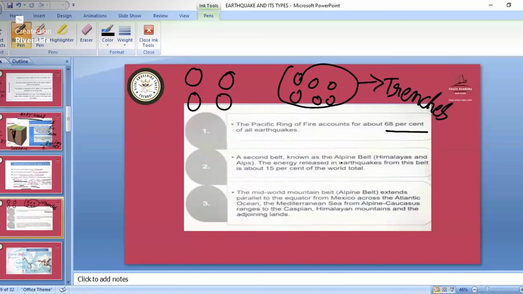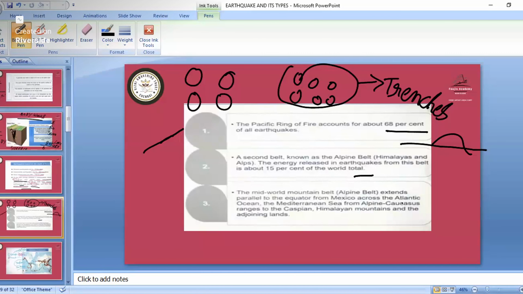A second belt is known as the Alpine belt, or Himalaya or Alps belt. Mostly, on the earth crust, we see earthquakes on the Himalayan belt side, or on this side in Europe, like in the Turkey side. So that is the Alpine belt. So first we have the Pacific Ring of Fire, that is 68%. Then the second belt is the Alpine belt. There we have 15% of the earthquakes in total.